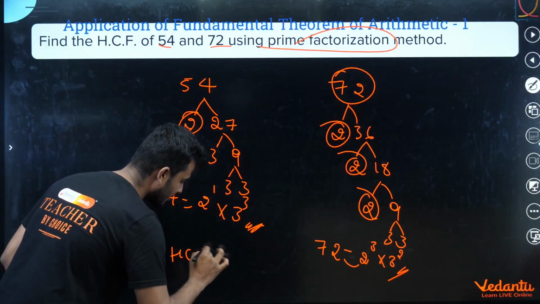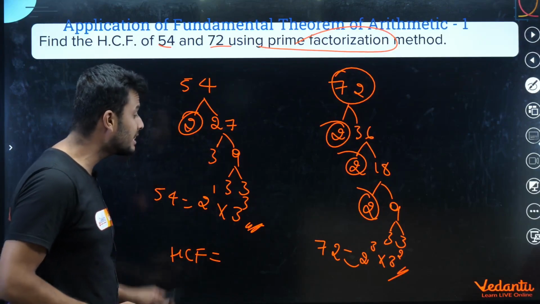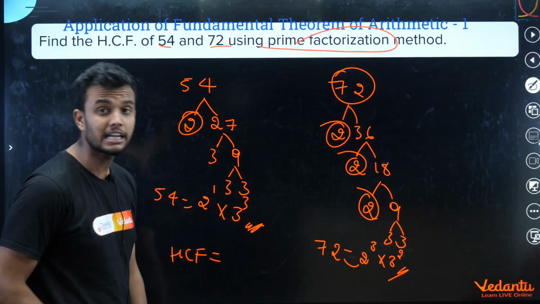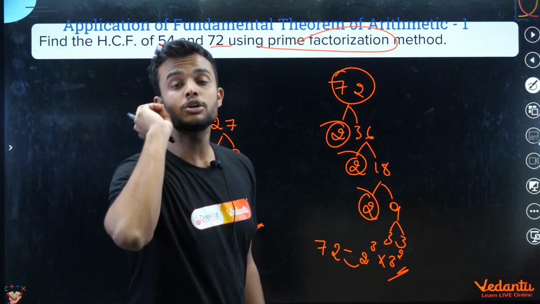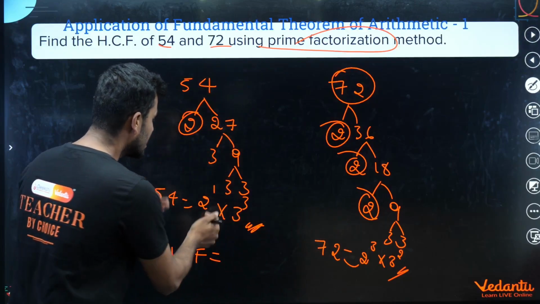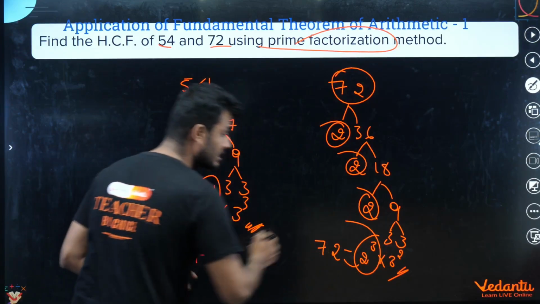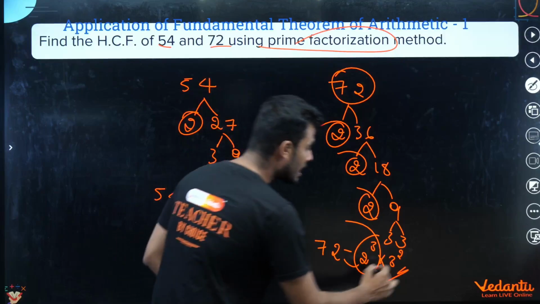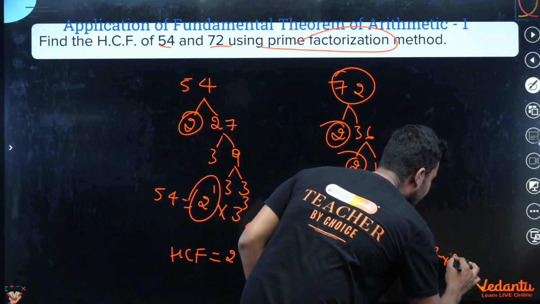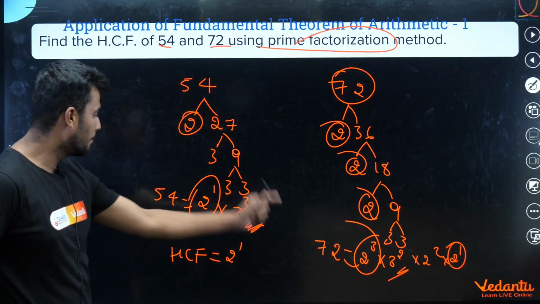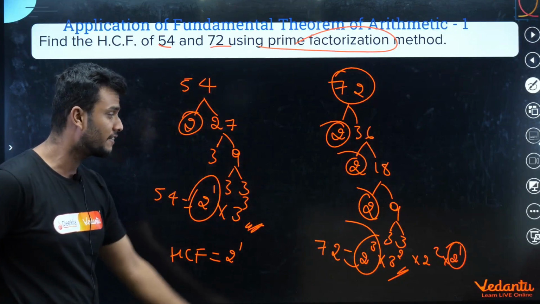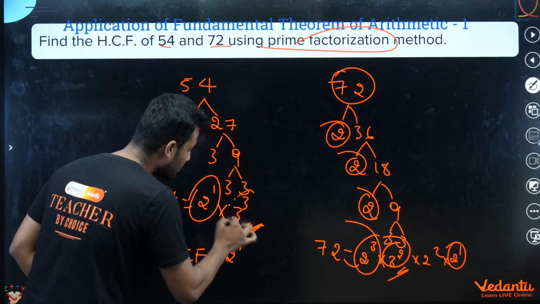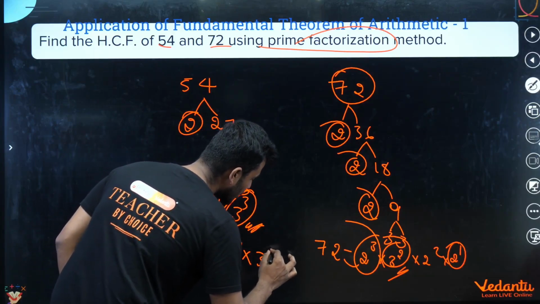Here we need to find the HCF. For finding the HCF, first we need to find the prime tree. And next step, we need to consider the common prime factors present in both with the lowest power. Here only 2 power 1 is there, but here 2 power 3 is there. That's why we take only 2 power 1. We can write 2 power 3 as 2 power 2 into 2 power 1, right? In both prime factorizations of 54 and 72, 2 power 1 is common. Here 3 power 2 is there, but here 3 power 3 is there, so we take 3 power 2. So 2 power 1 into 3 power 2.